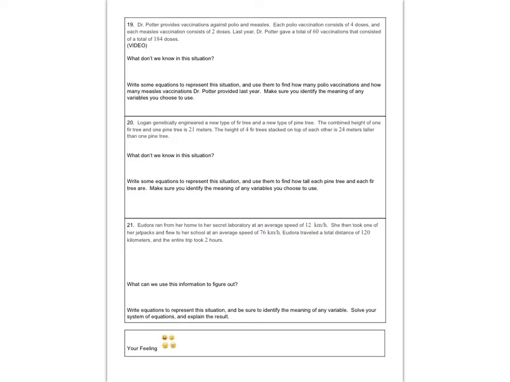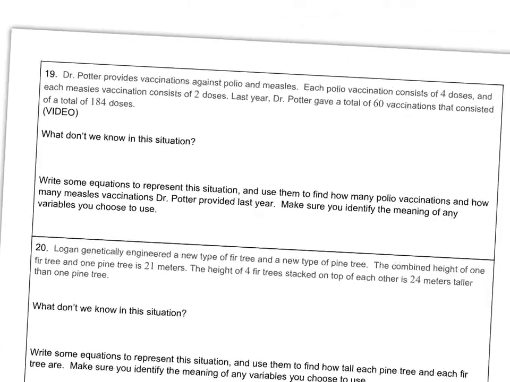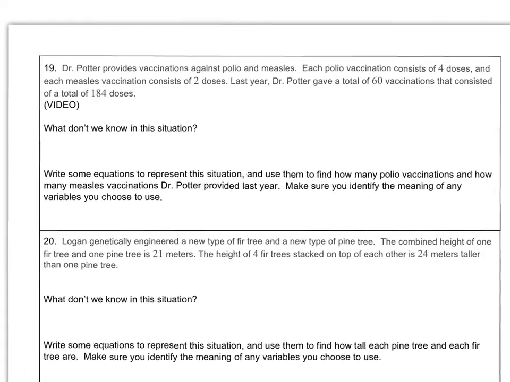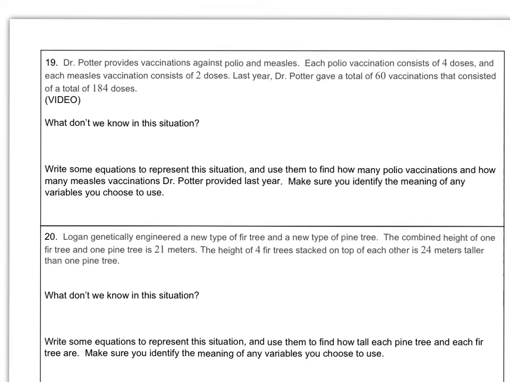Now we got some word problems. I'm going to go through the first one here. This should be way better off than the ones we had last week, which had lots of no solutions things. So the first one, we've got Dr. Potter, who's providing vaccinations against polio and measles, saving the world one dose at a time. Each polio vaccine consists of a number of doses. Each measles vaccination consists of a number of doses. And we've got 60 vaccinations and 884 total doses.